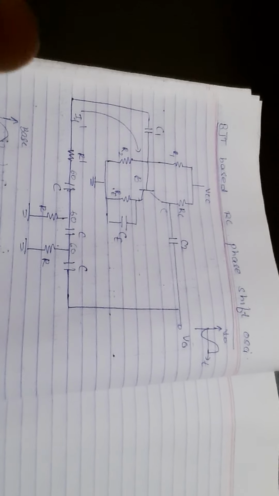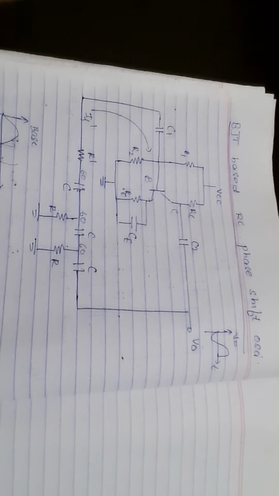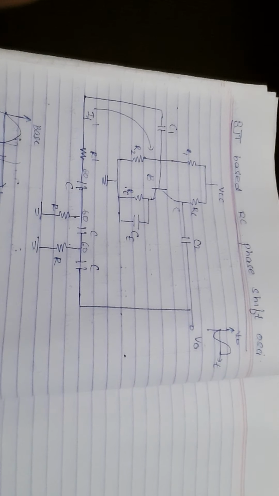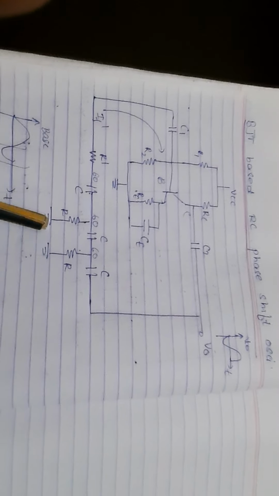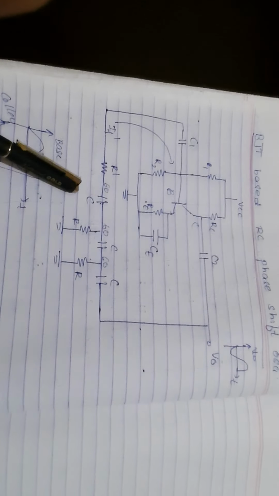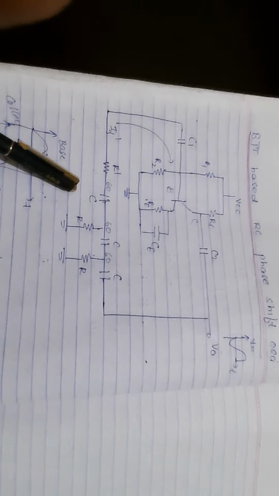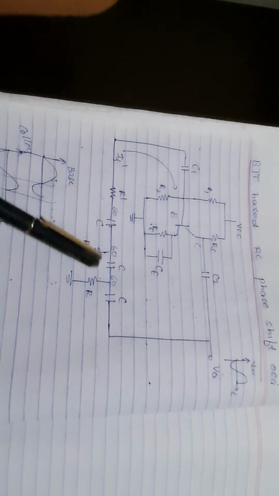In the previous class we saw FET used as the RC phase shift oscillator. In this class we are seeing BJT used as a phase shift oscillator. It consists of a single stage RC coupled common emitter amplifier and a feedback network comprising 3 identical RC sections. The input to the feedback network is the amplifier output.